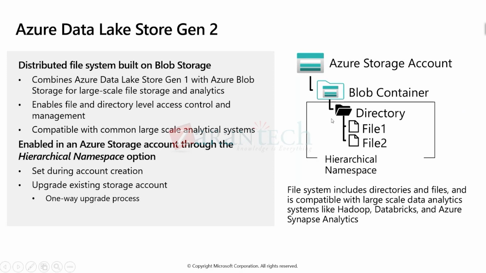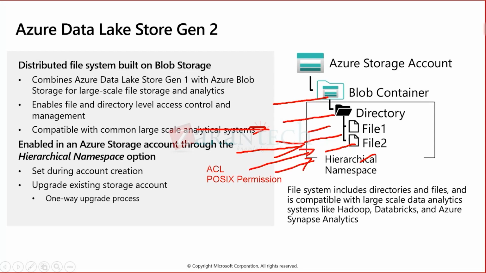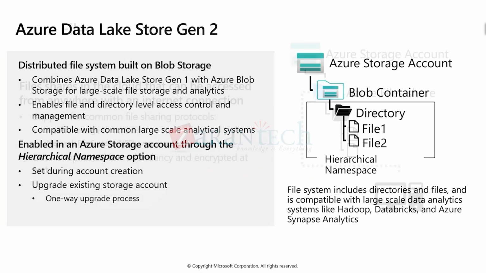So you can maintain all your data in this container, directory, subdirectory, subdirectory, file structure. And at every individual directory and subdirectory level, you can perform ACLs, access control lists, and POSIX permissions. You can apply access management permissions at every directory and subdirectory level among your data engineering team. Make sense? Hello? Yeah, that is the beauty of Azure Data Lake Storage Generation 2.